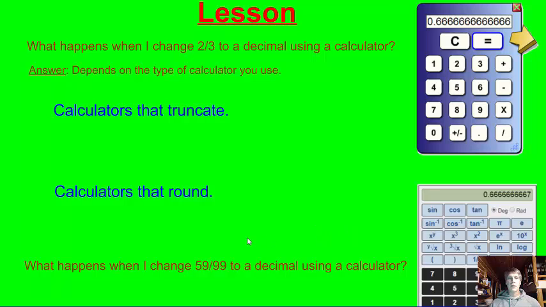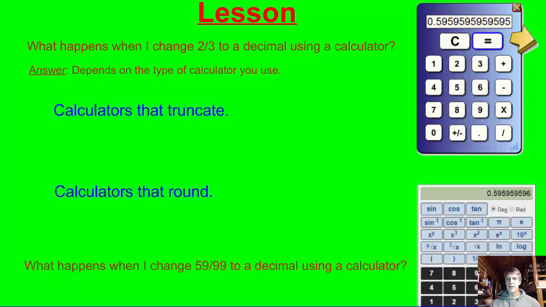So let's look at one more. What happens when I take 59 over 99 and I convert that to a decimal? Well, let's check. Is it going to truncate it? Let's see here. Divide by 99. And I got 59595. Yep, the last 5 should be a 9, but it cuts it off, so it truncates. So this cheap calculator, the cheapo, is going to truncate it.